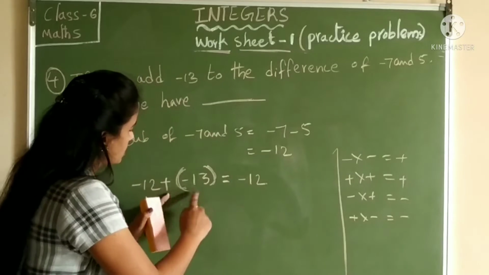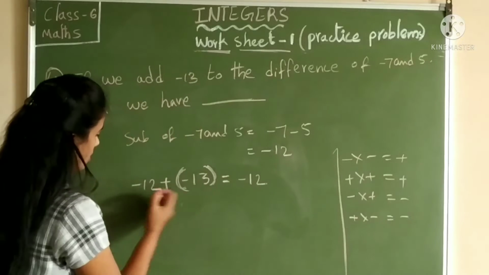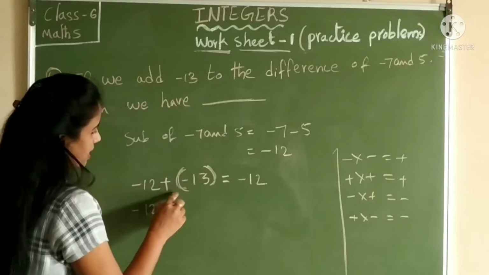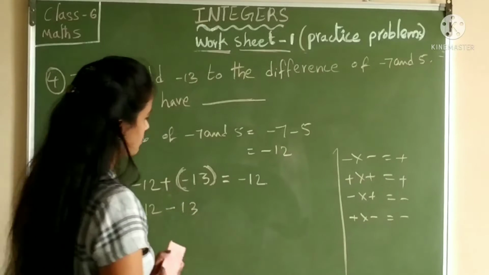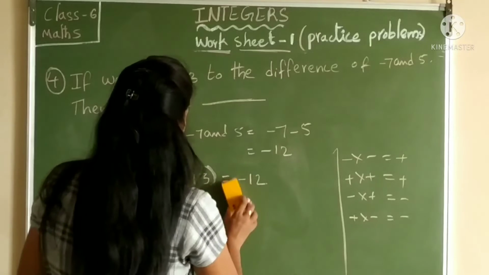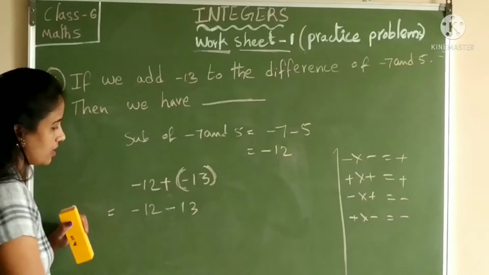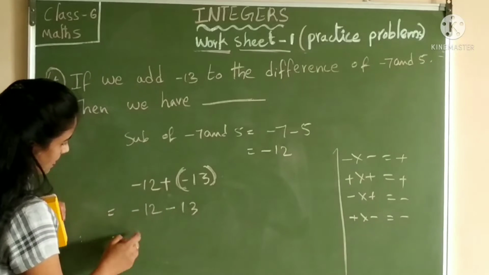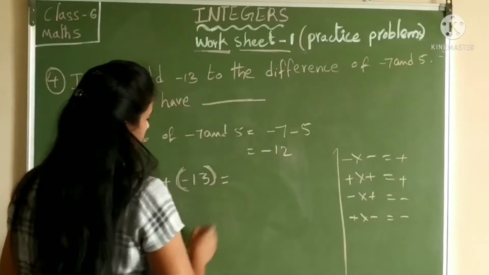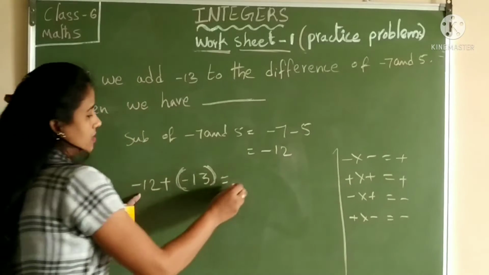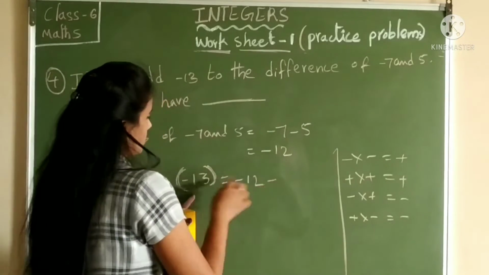Here the two symbols are different, plus into minus, so we got minus. So minus 12 as it is, and plus into minus, write minus 13. Minus 12 minus 13 is equal to: write minus 12 as it is, plus into minus, minus 13.